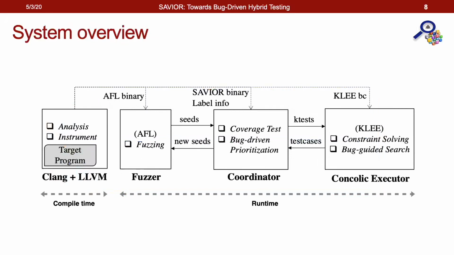Here is an overview of the whole Savior system. It includes the compile time analysis and instrumentation of the target program, and runtime components including the fuzzer, the concolic executor, and a coordinator that helps schedule the runs between fuzzing and concolic execution. Next, let's see how the compile time components work.